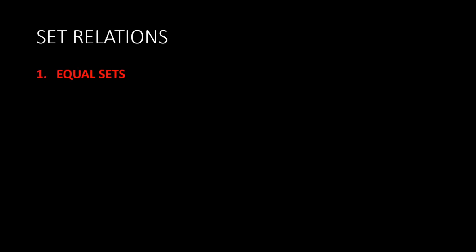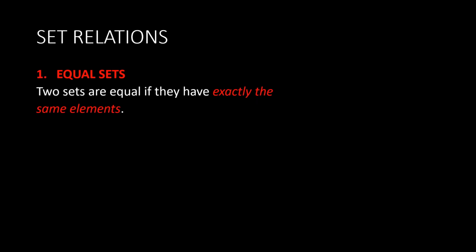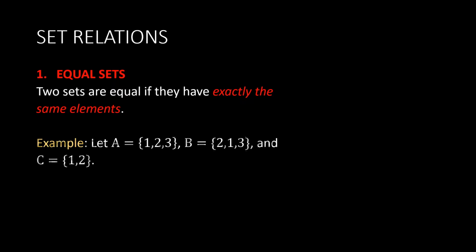We now go to set relations. Number 1, equal sets. Two sets are equal if they have exactly the same elements. For example, let A be the set containing 1, 2, 3, B containing 2, 1, 3, and finally C, which contains 1 and 2.